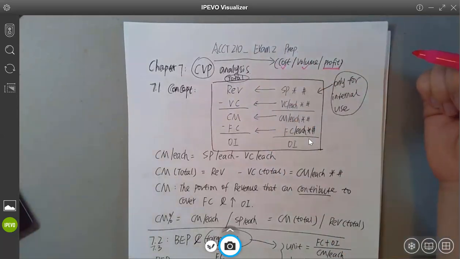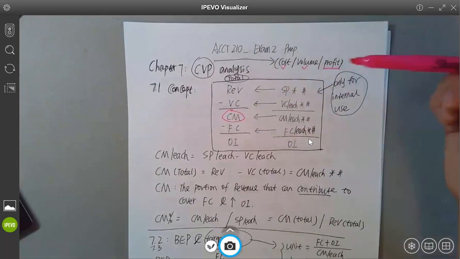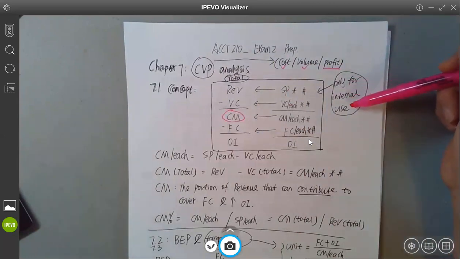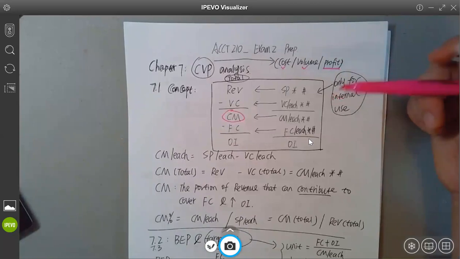The big difference is we separate our cost based on variable cost and fixed cost. So we have one important concept called contribution margin. This CVP analysis is only used for internal use. For external, we still use our absorption costing. Revenue minus cost of goods sold gives you gross margin, minus all of the period costs gives you operating income. CVP analysis is used in chapter 7, and chapter 8 is basically short-term decision making, relevant information, remember.